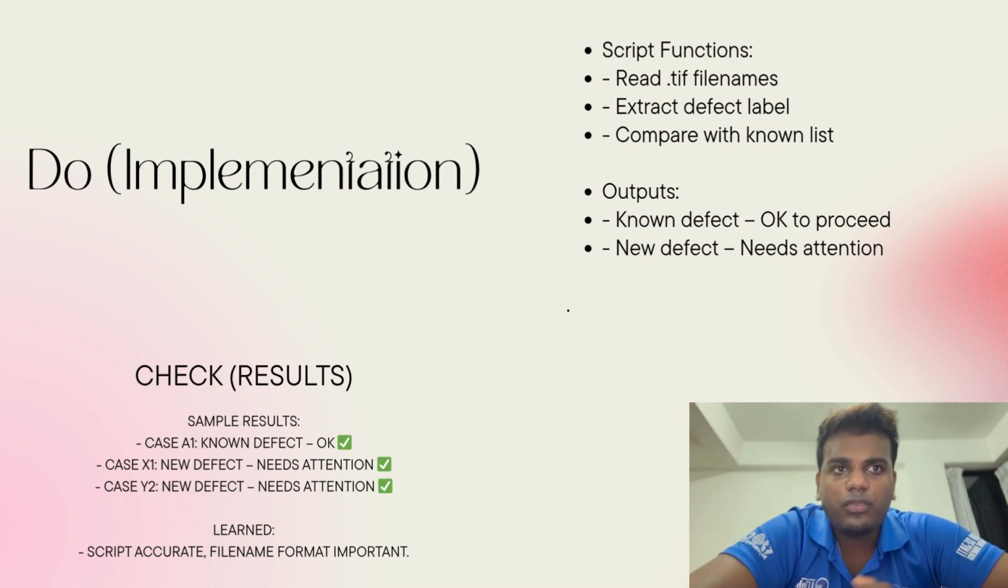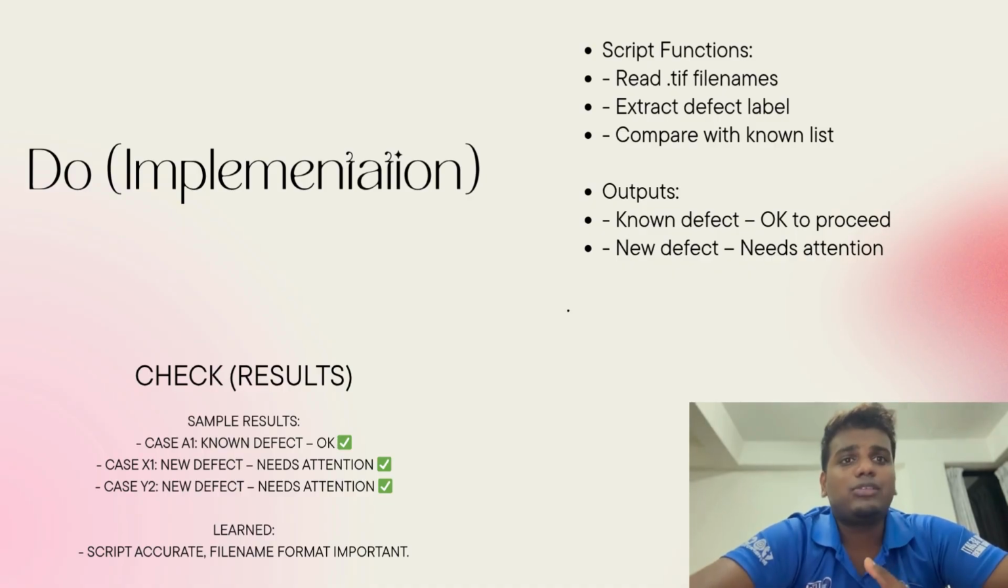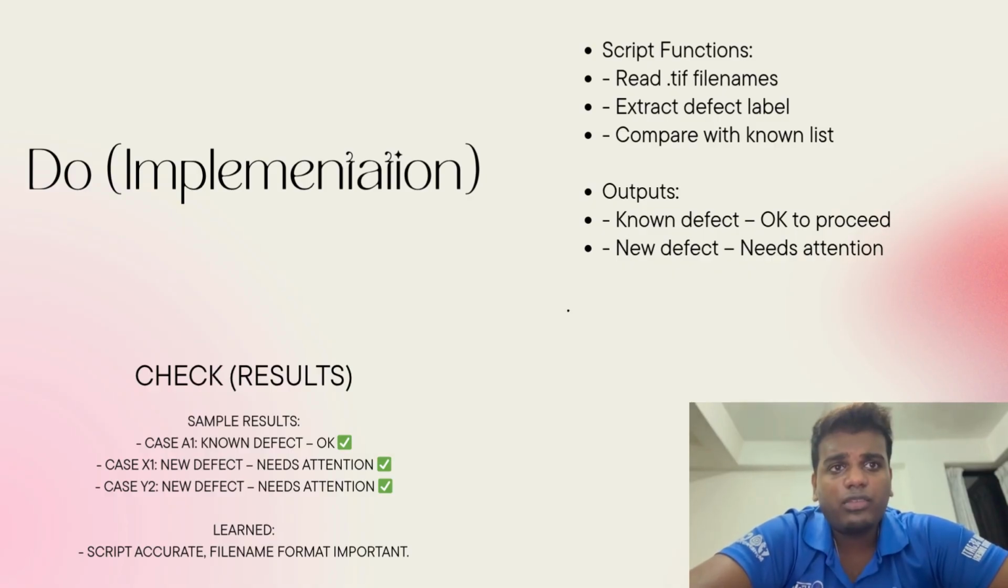I've also keyed in the check results. So in the check phase, I tested the script using 10 sample images. For example, images with labels like A1, B2, or C3 were already in the list, so the output says known defect. But for the labels like X1 and Y2, which were not in the list, the output says new defect, which means it needs attention. The expected and actual outputs matched correctly in all cases. So this shows the script is reliable as long as the file name format is correct.